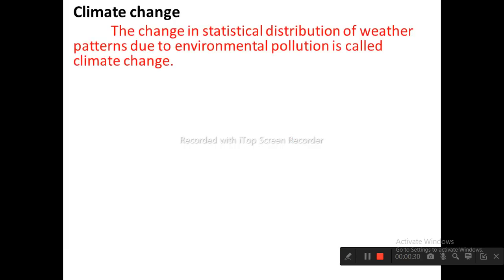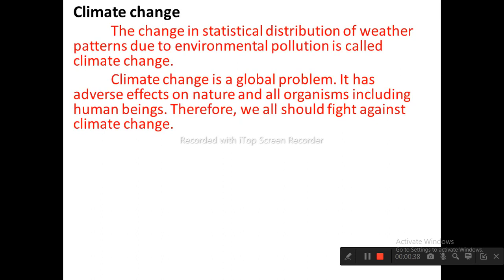Climate change. The change in statistical distribution of weather pattern due to environmental pollution is called climate change. Climate change is a global problem. It has adverse effect on nature and all organisms including human beings. Therefore, we all should fight against climate change.